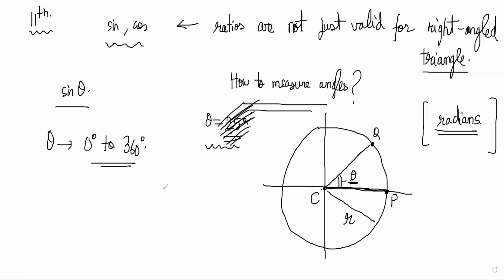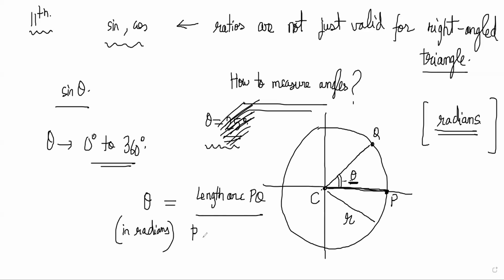So the way people have defined it is the angle theta in radians is referred to as the length of arc PQ divided by radius of circle. Yes. Do you understand what I'm doing? Yes. So you can take a string, and using a string, you can see how long string you need to cover the arc, right? Yes. And you divide it by the radius of the circle. Okay. That will be done. So that will be a ratio, right?